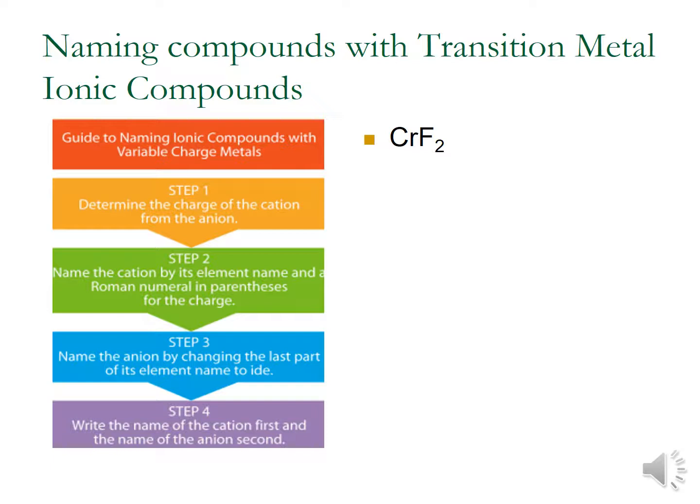The transition metals actually have variable charges. They can sometimes be +1, sometimes +2, sometimes +3. They're quite unpredictable. So our guide to naming ionic compounds with variable charge metals is first to determine the charge of the cation. We determine the charge of the cation by knowing the charge of the anion and then thinking about what would make it add up to 0. CrF2, the anion is F -1. There are 2 of them, so that's a total of -2, so the Cr must be +2.